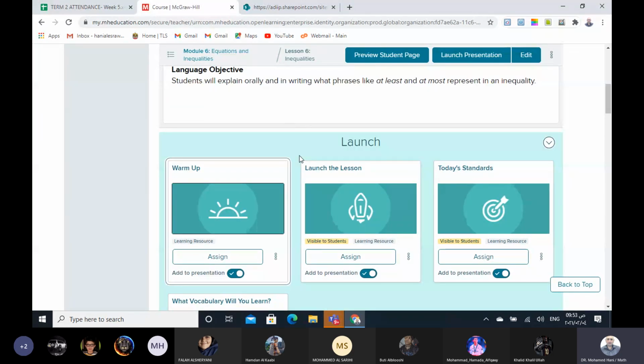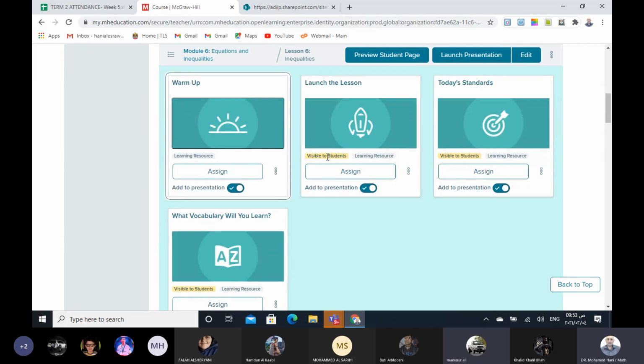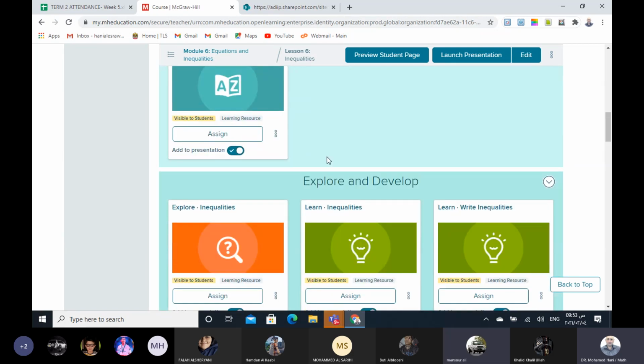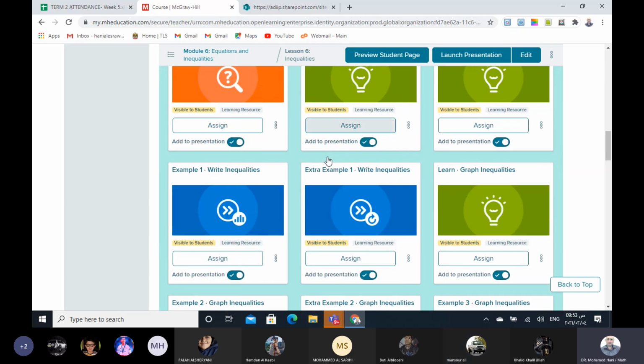Okay, what is our lesson today? Inequalities. We want to learn how to write the inequality, how to graph the inequality, how to solve the inequality.